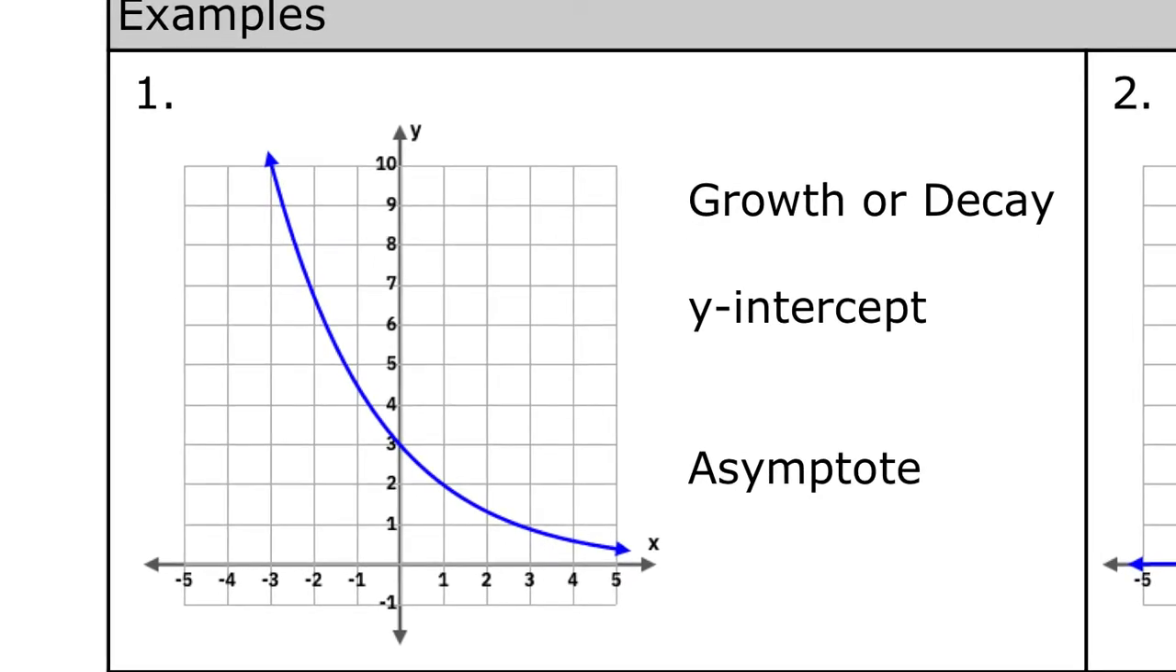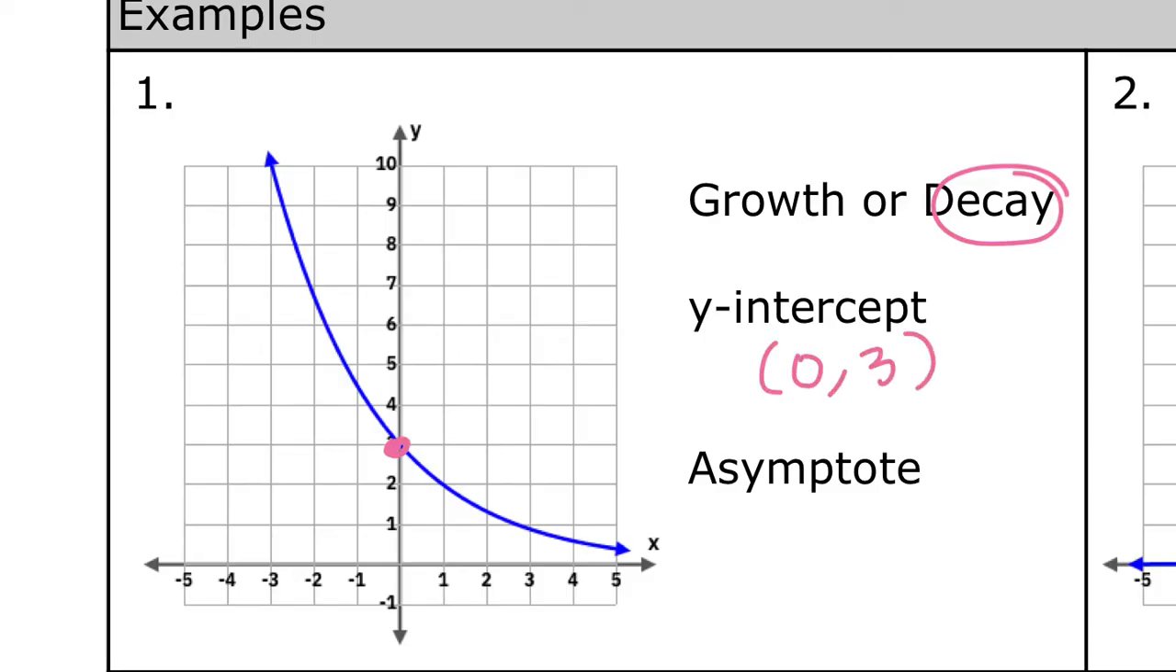So first I want to know, does this represent growth or does it represent decay? When I look at this graph, and remember we read it left to right the same way we would read a book, this graph is going down. So this is exponential decay. Then we want our y-intercept. We look at our y-axis and just look to see where it touches it. Touches right here. So our y-intercept is at the point (0, 3).